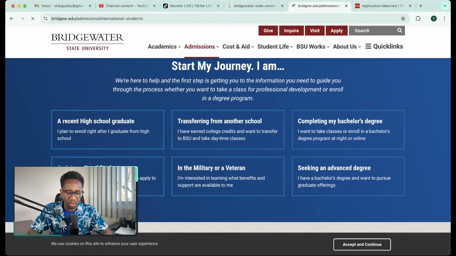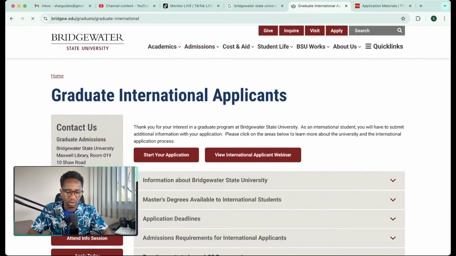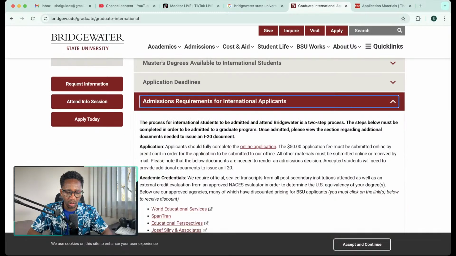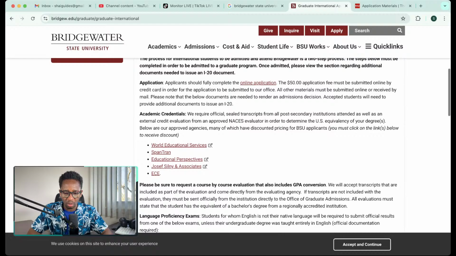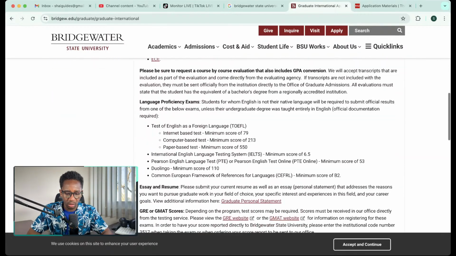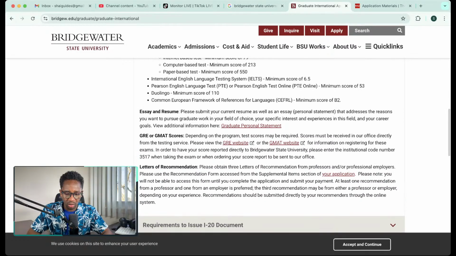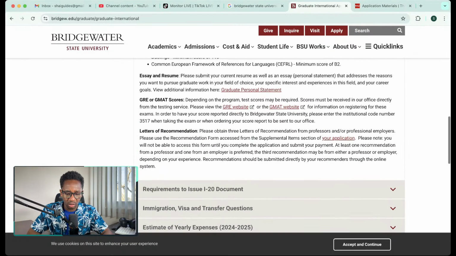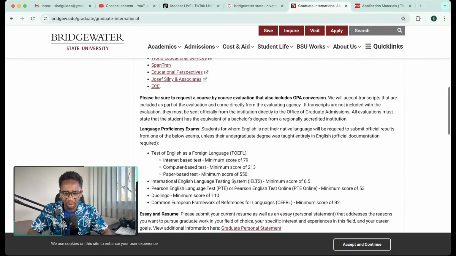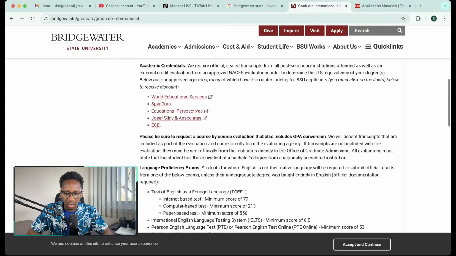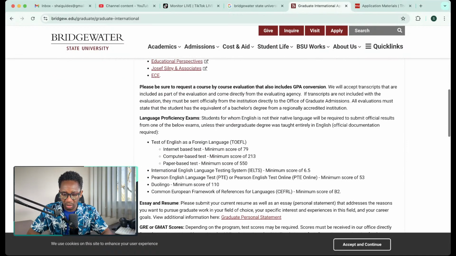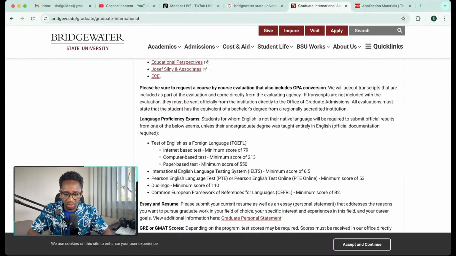Okay, international, then graduates. Okay, requirements. So if you have an evaluation, you can apply to this university. GMAT, I think it depends on the program. Where is the GPA? So they don't say anything about the GPA, right? At least I don't see that. Yeah, they don't say anything about the GPA.